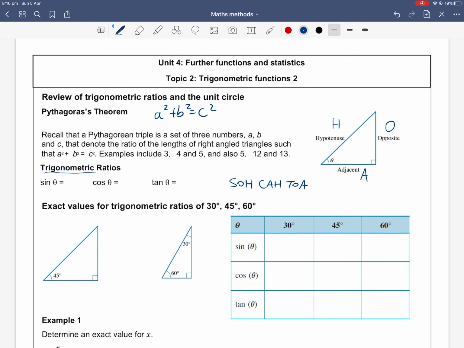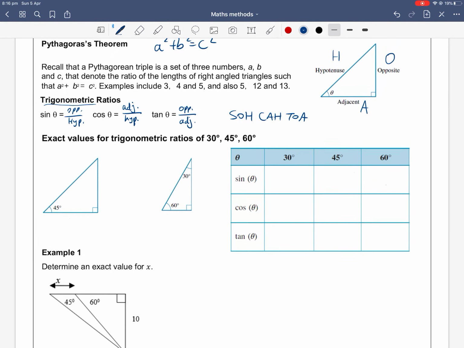All that meant is sine of theta is opposite over hypotenuse. Cosine of theta is adjacent over hypotenuse. And tan of theta is opposite over adjacent.